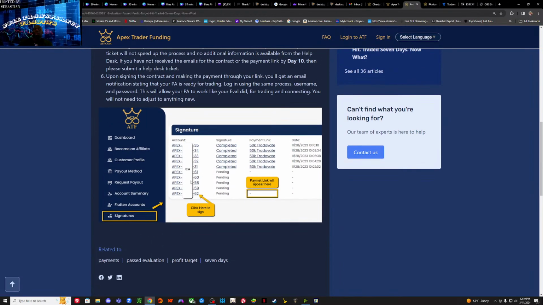These are what the links look like. So like I said, you can have up to 10 accounts, and they'll all be right there. The ones that are completed will be here, and the ones that have payment links will be here.